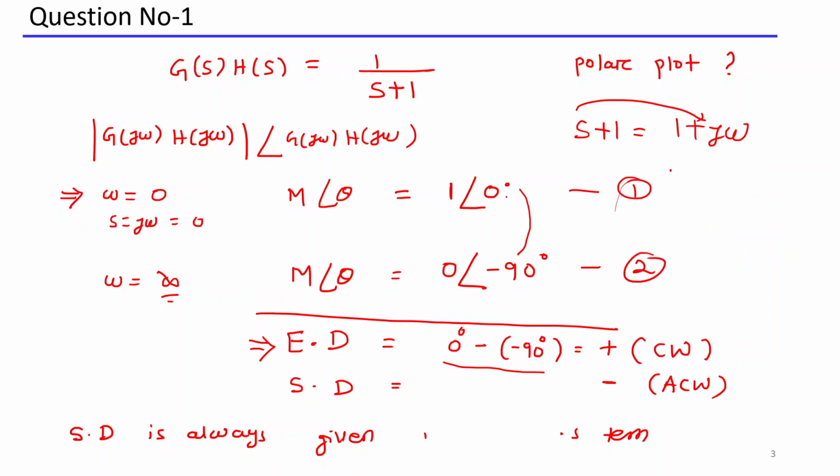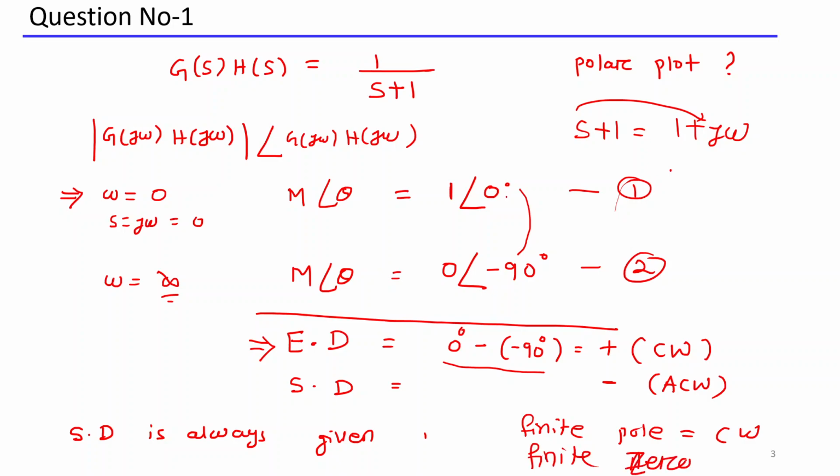If all the terms are positive or lie in the first quadrant, then you need to find the starting direction. Otherwise, you don't need to think about that. In this transfer function, s plus 1 is a positive pole lying in the first quadrant, so I am able to find my starting direction. For a finite pole it will be clockwise, and for a finite zero it will be anti-clockwise.